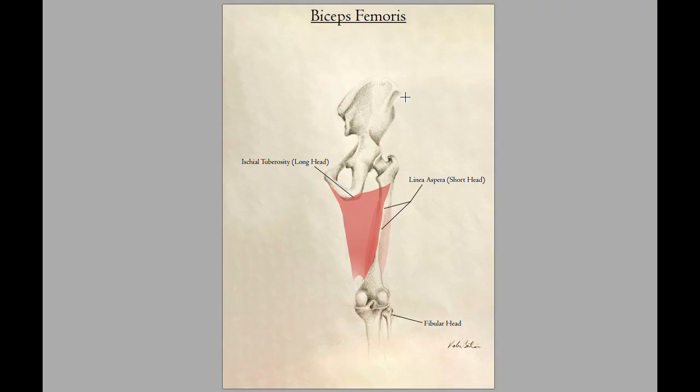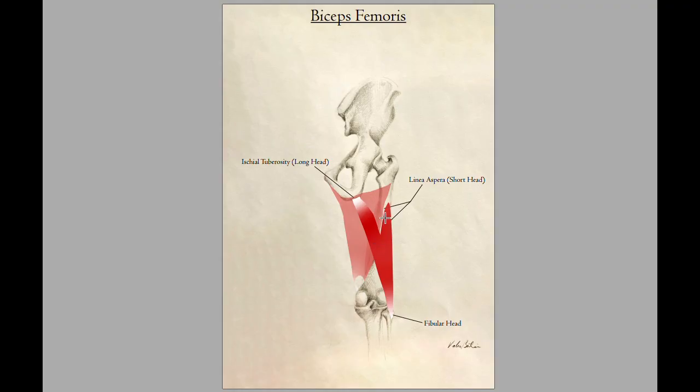It's also, look, it's biceps, so it's going to have two heads. The long head is going to attach to the ischial tuberosity. The short head is attaching to the linea aspera. Both heads will come together to insert onto the fibular head. So what's that going to look like? That's going to look like this. Okay, long head here, short head here. They both join together, attach onto the fibular head.